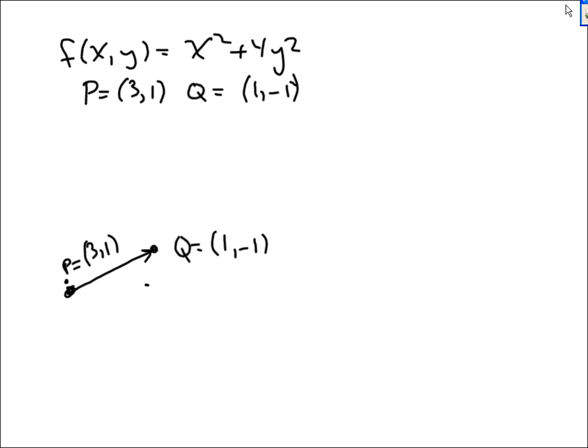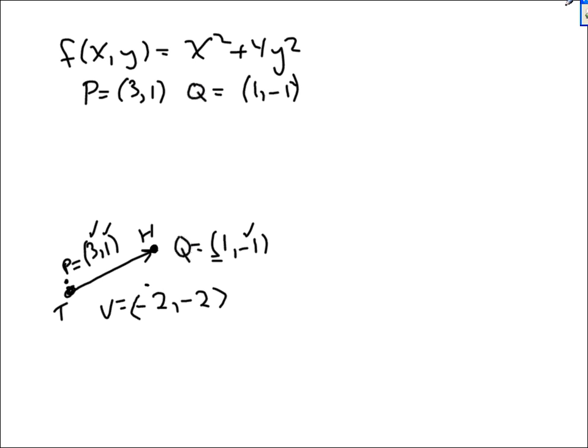You walk out of your house, you're somewhere. You're at the point 3, 1. Where do you go? Well, you have to have some plan. The plan is you're going to visit Q. So what is this vector? Well, we have the tail and we have the head. 1 minus 3, negative 2. Negative 1 minus 1, negative 2.